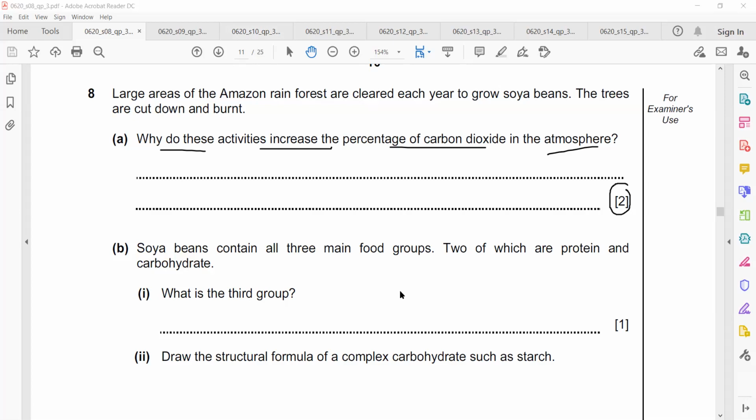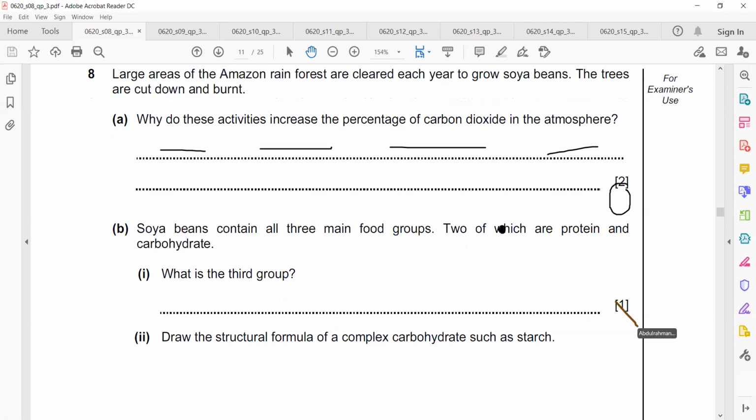Burning produces carbon dioxide that increases, and as we are cutting the trees, there is less rate of photosynthesis. The combustion releases carbon dioxide. That's right, cutting the trees stops them from absorbing carbon dioxide. So that's why it's 2 marks. One is combustion increases the amount of carbon dioxide, and the second one, cutting the trees reduces photosynthesis.